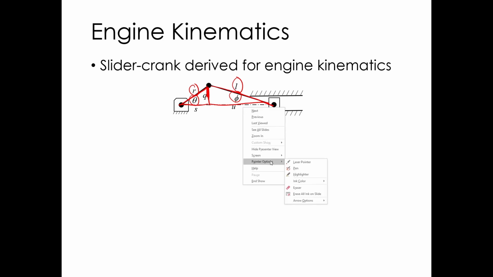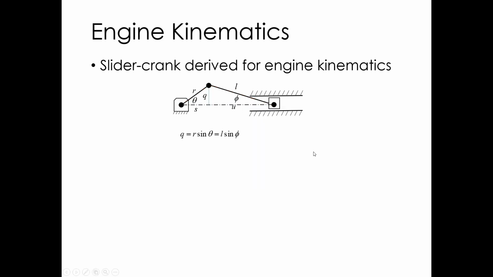We've got two little right triangles there. So it's pretty easy to see that Q is going to be R sine theta, right? It's the opposite side of this triangle. That's also going to be L sine phi though, right? If I look at this triangle, it's the opposite side of that triangle. So you can forget about Q, but we're going to use this going forward.